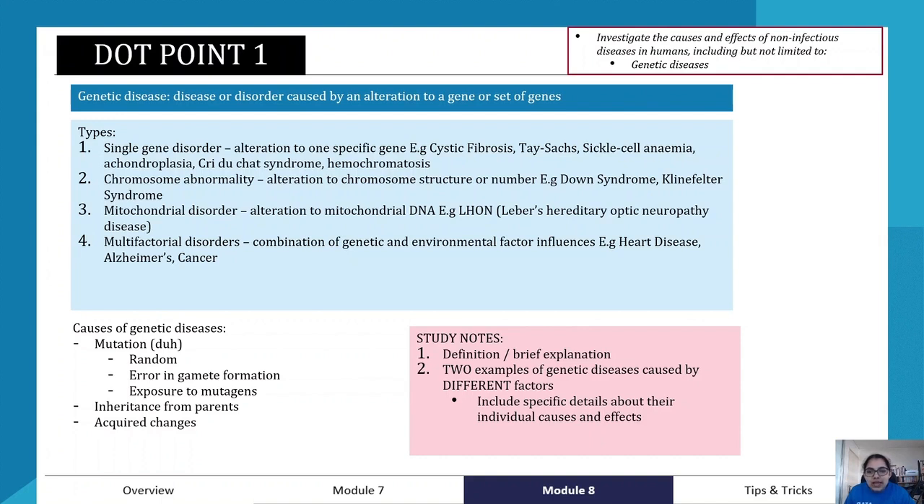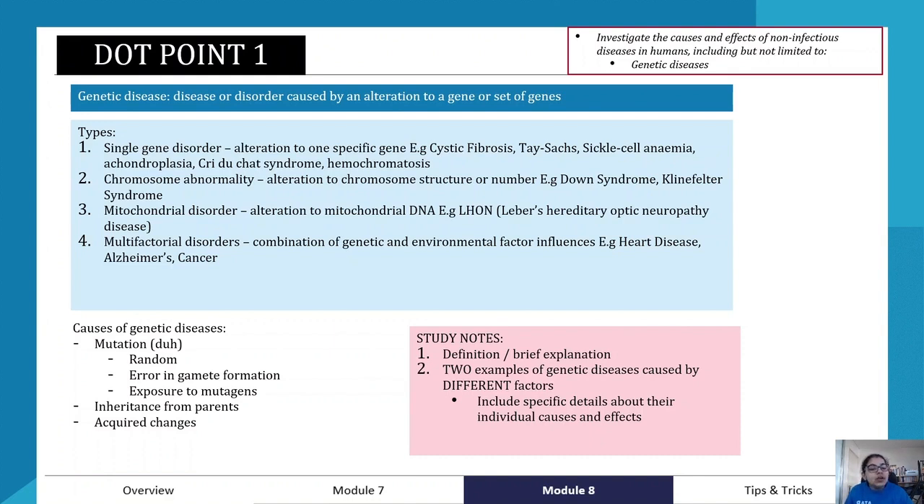And one thing that you'll notice in the HSC papers is that your higher order questions, your 8, 9, 10, 11, 12 markers, are going to be cross-module to some extent. They don't necessarily have to be, but so far we've seen a lot of cross-module questions where they are asking you to consolidate your knowledge from, let's say, module 6 and 8 or 5 and 6. So, looking at the causes of genetic diseases, we've got mutations, and they include random mutations, errors in gamete formation, and of course, exposure to different mutagens. Inheritance from parents can also cause genetic diseases, and so can acquired changes.